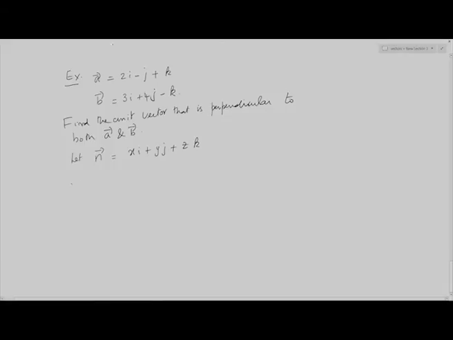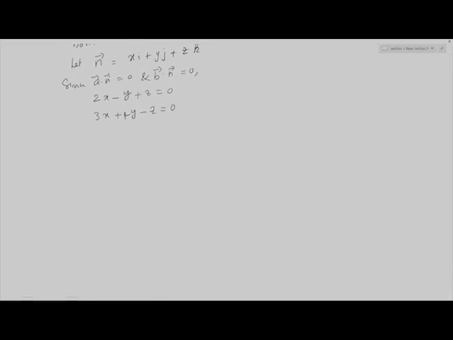Therefore, since A dot n is 0 and B dot n also is 0, what we have is 2x minus y plus z equal to 0 is one equation, and the other dot product, that is B dot n, is 3x plus 4y minus z equal to 0. So, from these, now we have two equations and three unknowns. So, we can solve by Cramer's rule.